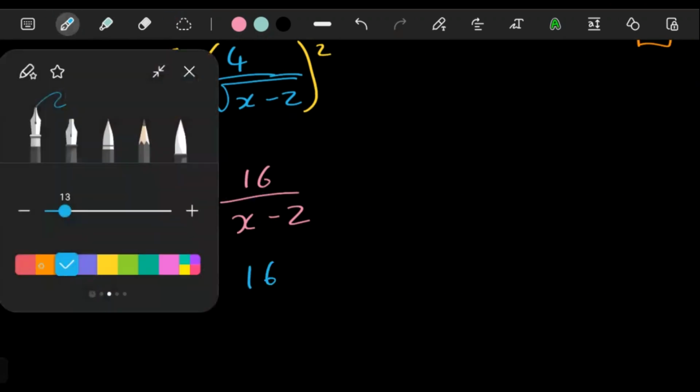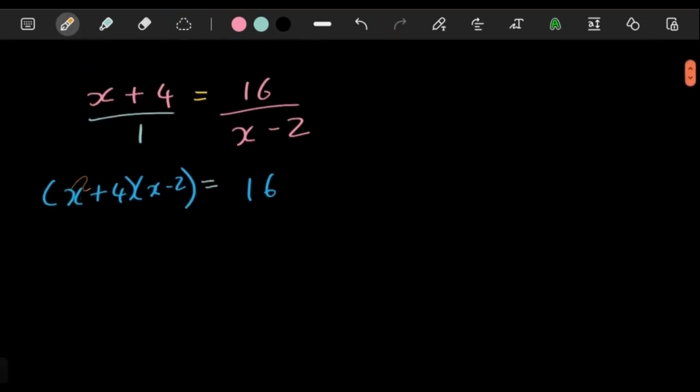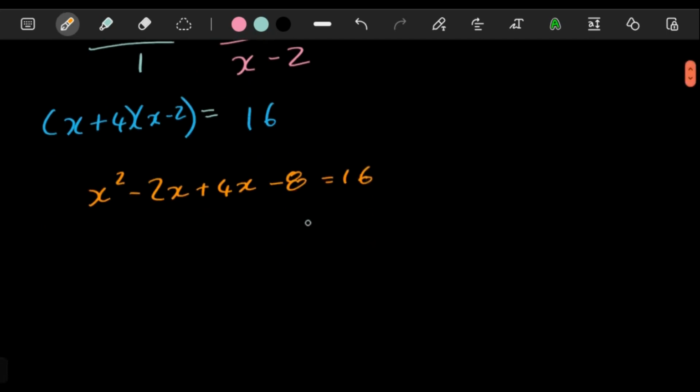So that being said, let's see here. X times x is x squared. X times -2, there we go. 4 times x is 4x. X times -2 is -8. There we go. And then here we might as well put everything on one side, you see.